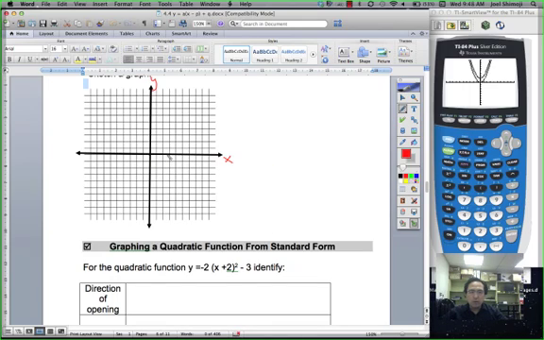So we go 3, 1 here, and because the a value is a quarter, it's going to be a little bit wider than the standard parabola. This is just a sketch. We're not looking for it to be exactly accurate. Okay. All right. Try the check on your own. Pause the video and check for the answers inside your work text.